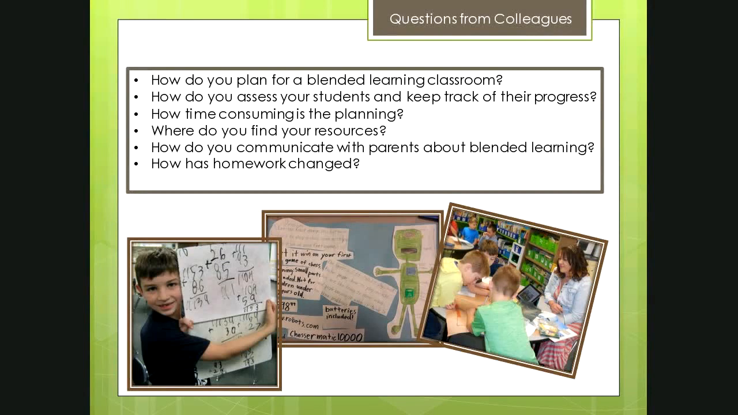Probably the first question I get is how to plan for blended learning. And I start with the Common Core always. For us, it's called the Kansas College and Career Ready standards, but that's our version of the Common Core. And I start right there because that's my curriculum. Everything else is my resources to help my students move along that path. And so I start there, and then I think, okay, this is what I want my students to learn. This is where I want them to be at the end of this unit of study.